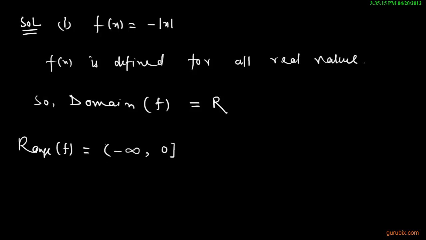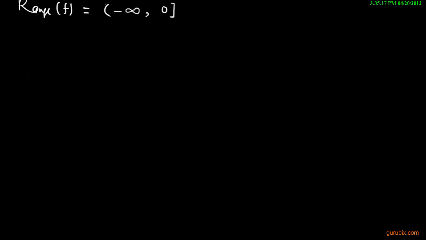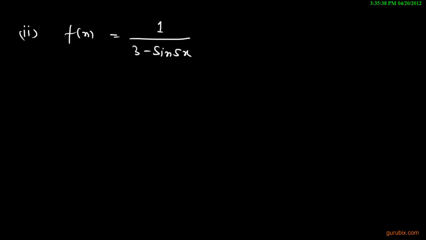And now we shall move to the second part, and in the second part we are given a function f(x) = 1 / (3 - sin 5x), and we have to find the domain and the range of this function. So let us see how to do it.